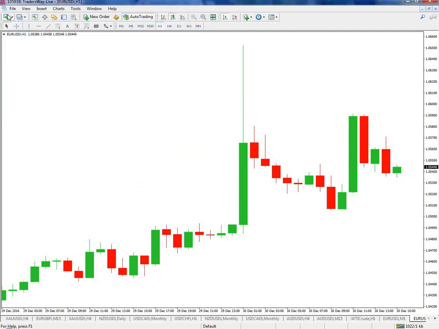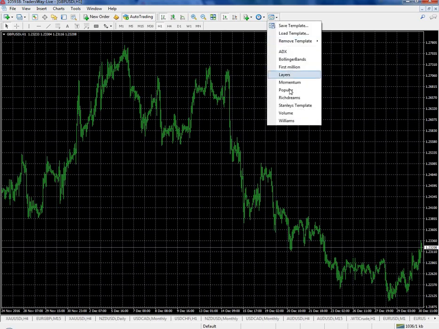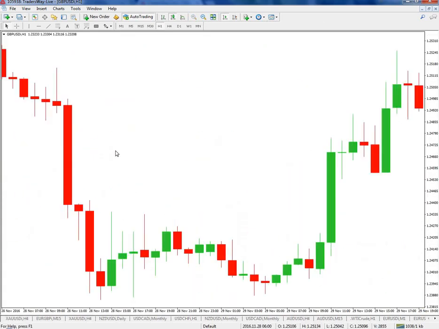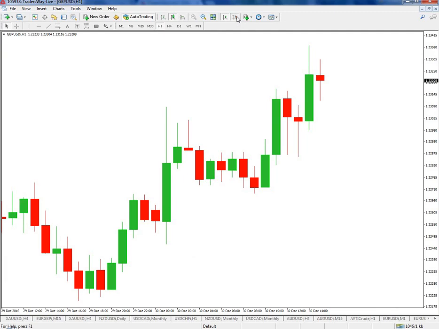What this allows you to do is, let's say for example I go to another pair like Great Britain pound versus US dollar. I can just click right over here again where it says templates, right next to the blue clock. I can come down here, click Stanley's template, and voila, I have my old template back again. You want to make sure that you have a couple of buttons clicked, like this little green button here. You want to make sure you have the red one clicked.